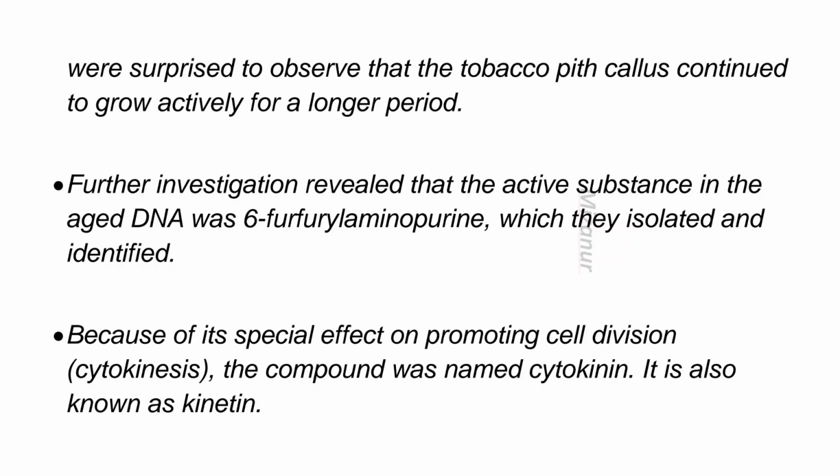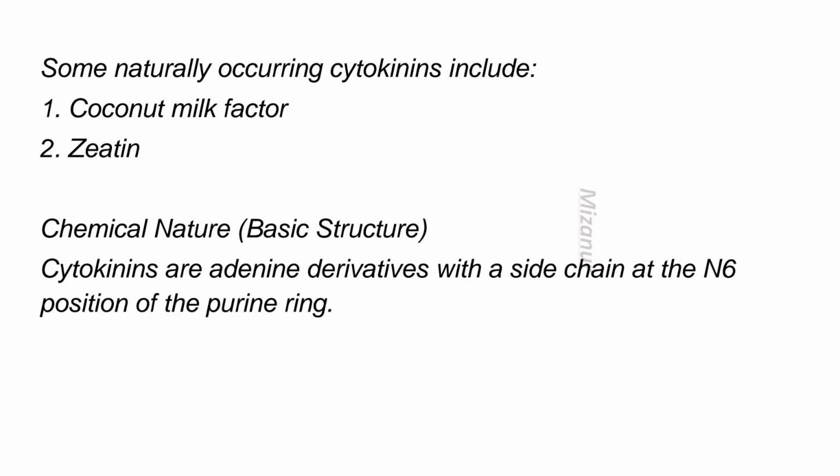Further investigation revealed that the active substance in the aged DNA was 6-furfurylaminopurine, which they isolated and identified. Because of its special effect on promoting cell division, cytokinesis, the compound was named cytokinin, and it is also known as kinetin. Some naturally occurring cytokinins include coconut milk factor and zeatin.